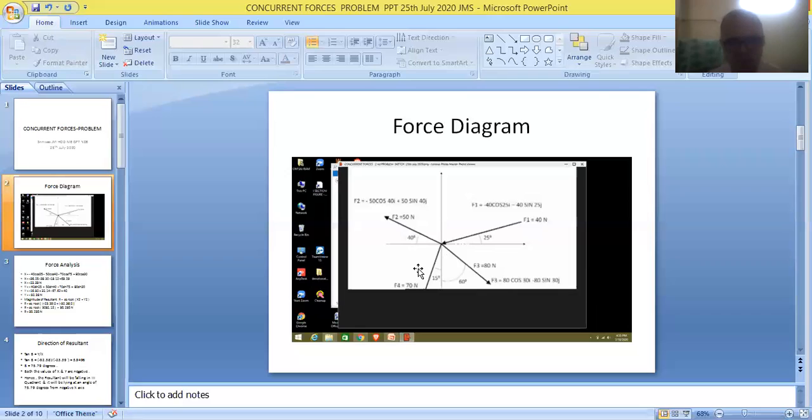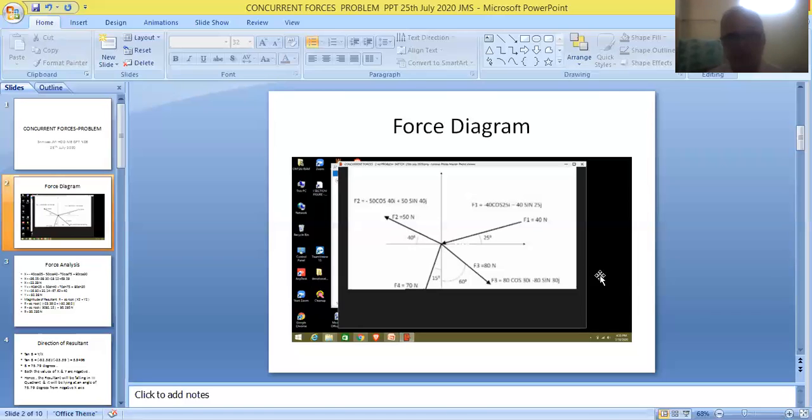So what is the value of a force? How much force is acting in this direction? That's called a magnitude. It is given as 40 newtons. How much force is acting in this direction? That is another magnitude, 50 newtons. Similarly, 80 newtons of force is acting in this direction, and 70 newtons of force is acting in this direction.